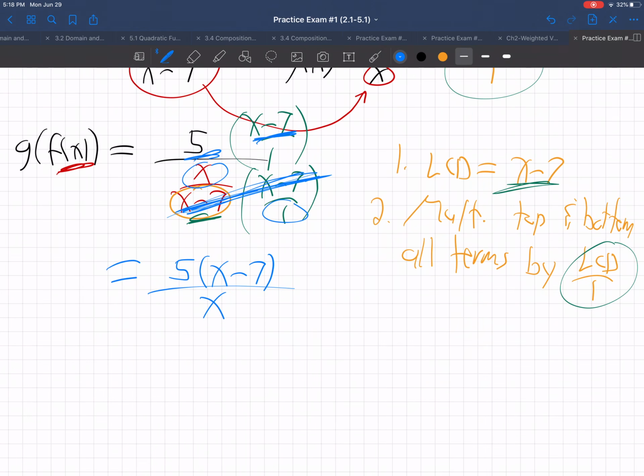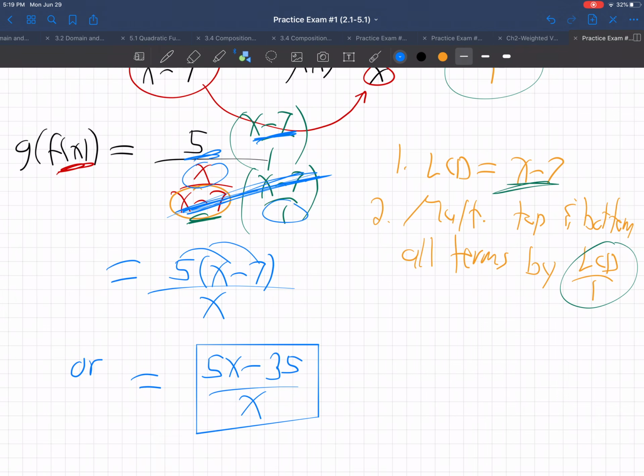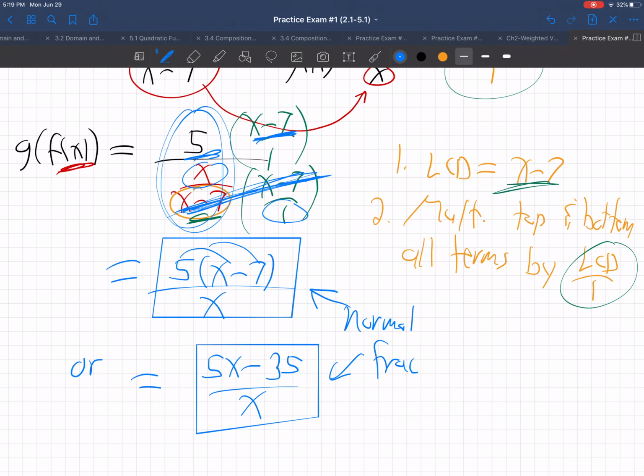You can leave it like that, or you can distribute this. It's actually good either way. 5x minus 35 over x. Both those are totally fine. That's a fine answer. Either one's good. You don't have to distribute. They're both normal fractions, aren't they? We just changed it from being a complex fraction. This was a complex fraction, fractions over fractions. We multiplied top and bottom by LCD over 1, the LCD being what's under the little bars. So there we go. That's how we handle fractions.